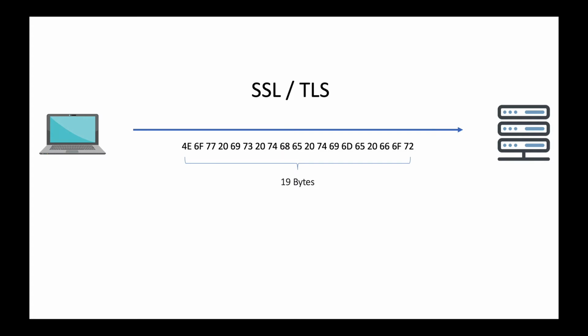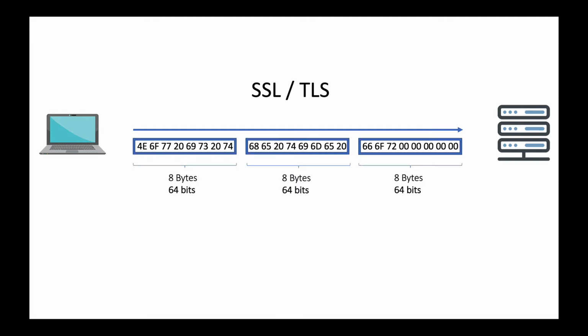The client is not actually going to send the entire data at once. What's going to happen is that the data is going to be broken down into blocks. The size of the block is going to depend on the cipher being used. If you're using, for example, triple DES, then the block size is going to be 8 bytes or 64 bits. But if you're using AES 128, then the blocks are going to be 16 bytes or 128 bits.